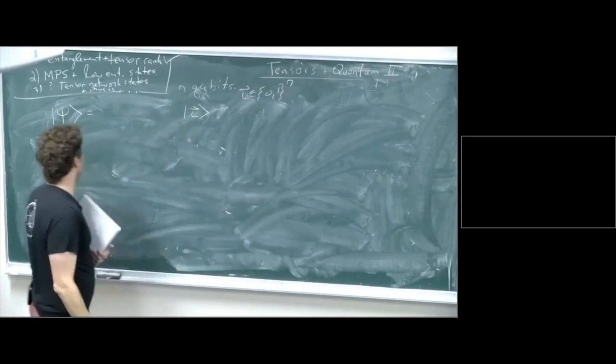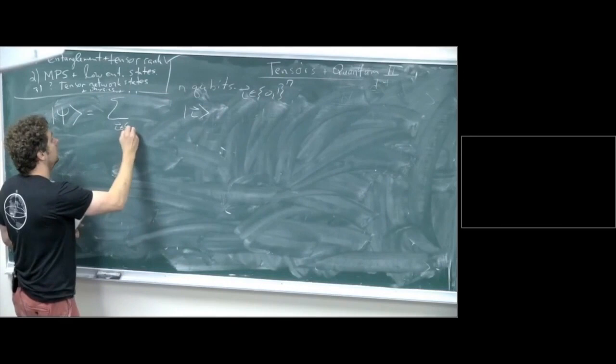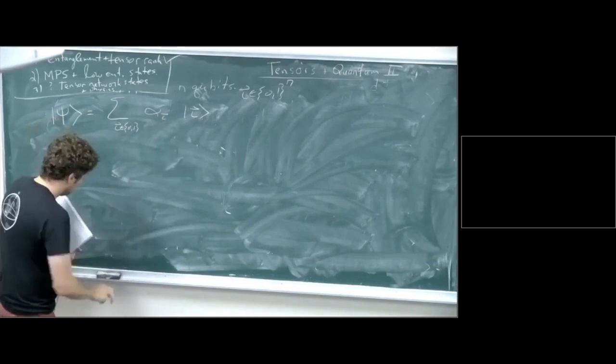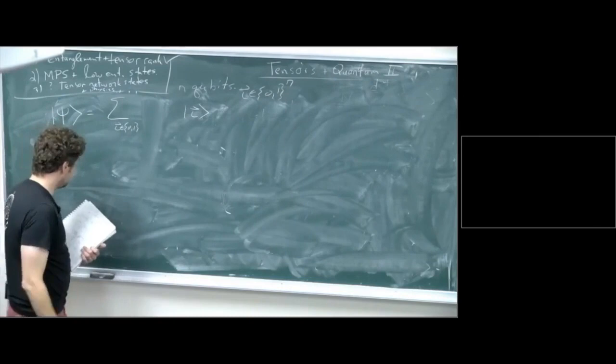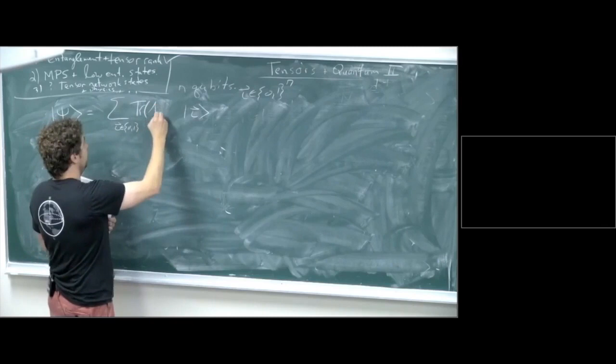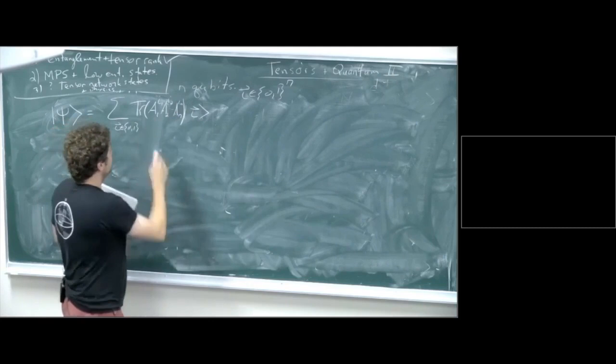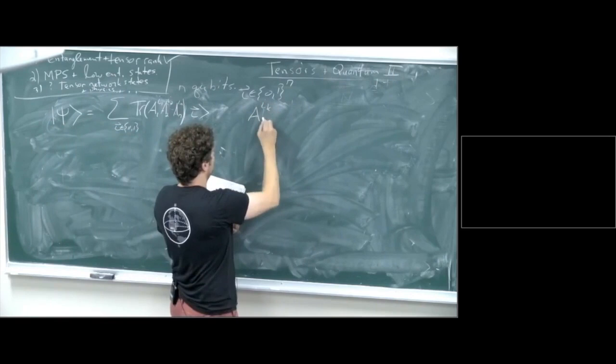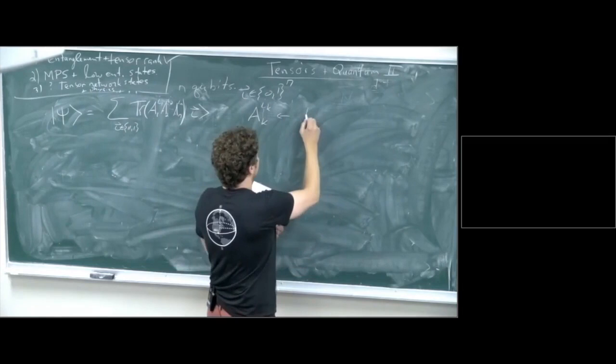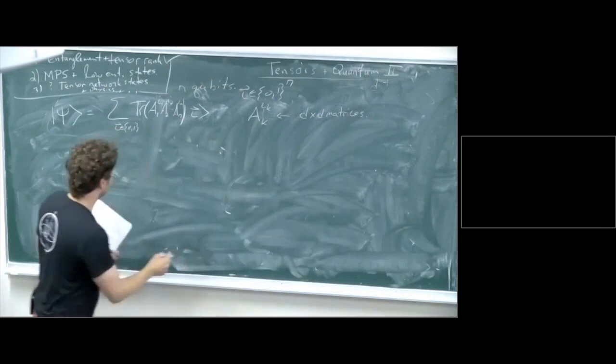For an arbitrary state, I just write down any amplitude you like. But I don't want an arbitrary state. I want a simpler class of states. So let's write it like this: trace of A1 I1, A2 I2, all the way up to trace of AN IN. Now these A's are going to be D by D matrices.